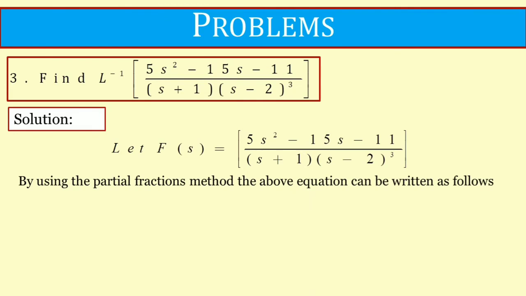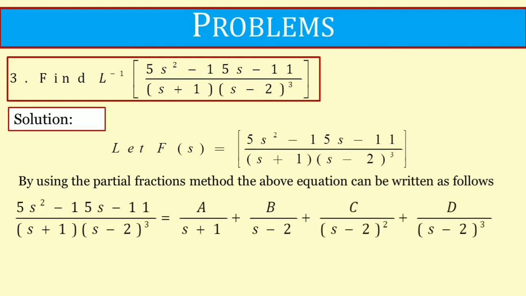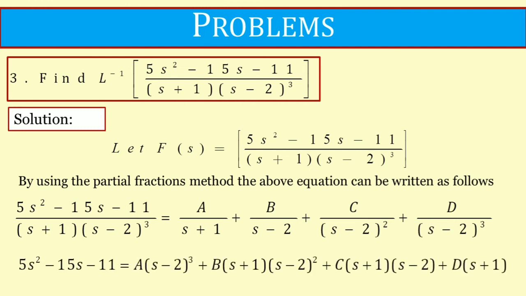By using the partial fractions method, that is, in the table it is of second type. So we can write this as a by s plus 1 plus b by s minus 2 plus c by s minus 2 the whole square plus d by s minus 2 the whole cube. Now taking LCM and cancelling the denominator, we get 5s squared minus 15s minus 11 is equal to a into s minus 2 the whole cube plus b into s plus 1 into s minus 2 the whole square plus c into s plus 1 into s minus 2 plus d into s plus 1.